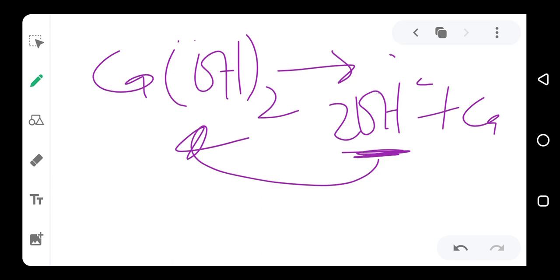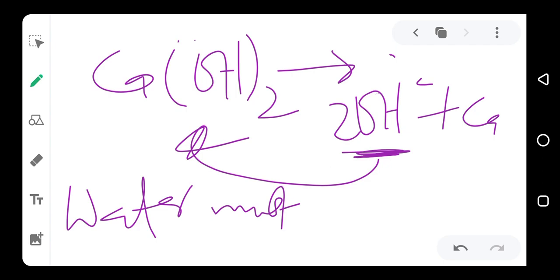Now, it is important for us to note that for Arrhenius, water must be present. Water must be present for any substance to be regarded as an acid or a base, according to Arrhenius theory.